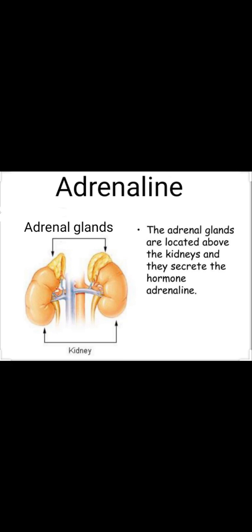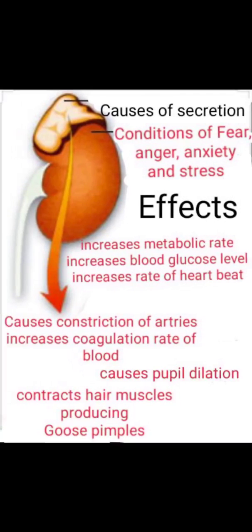The adrenal gland is actually located above the kidneys. On the top of both kidneys, adrenal glands are located, and these glands secrete a hormone called adrenaline. What is the cause of secretion of adrenaline? Adrenaline is actually secreted in conditions of fear, anger, anxiety, and stress.